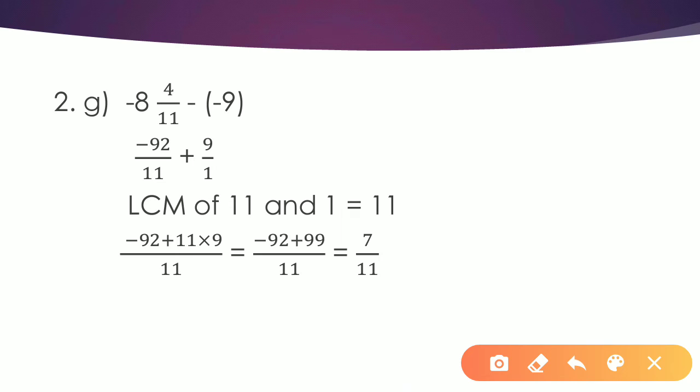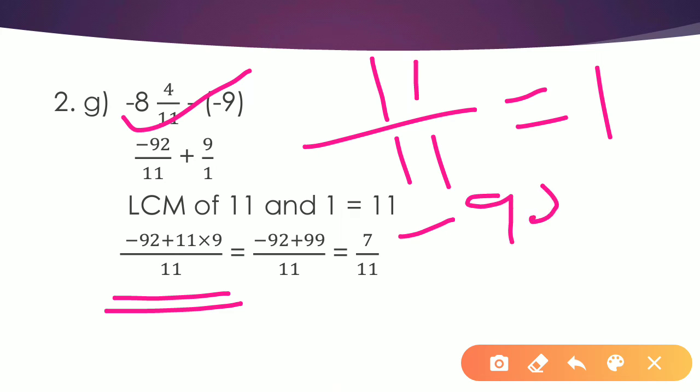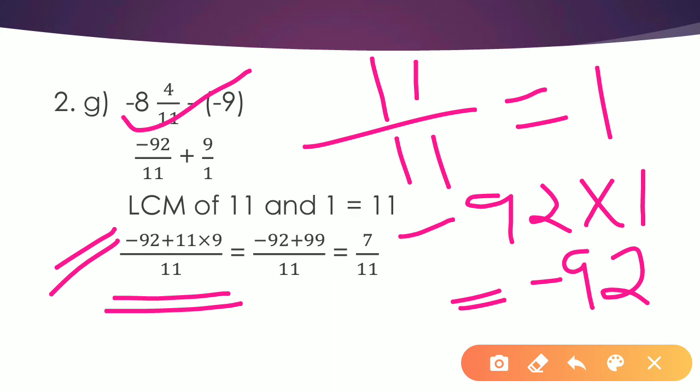In the same way, first of all, in the denominator write 11, then divide the LCM 11 by the denominator of the first rational number, which is also 11. This will give you 1. Now multiply this 1 with the numerator of the first rational number, which is minus 92. So minus 92 into 1 gives you minus 92 only. Then after that, what is the sign? The sign is plus. So write here plus.